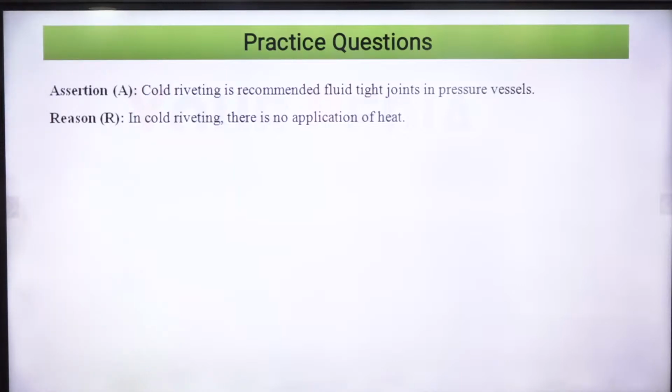Cold riveting is recommended for fluid tight joints in pressure vessels. In cold riveting, there is no application of heat. I think this is a straightforward answer. Nothing special in it.